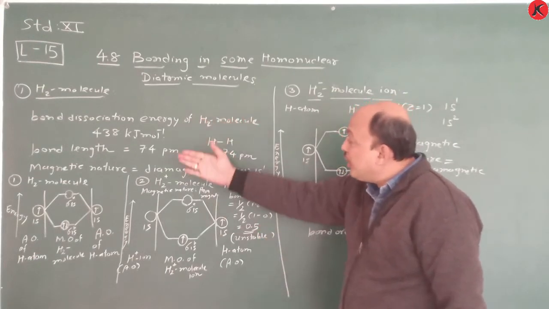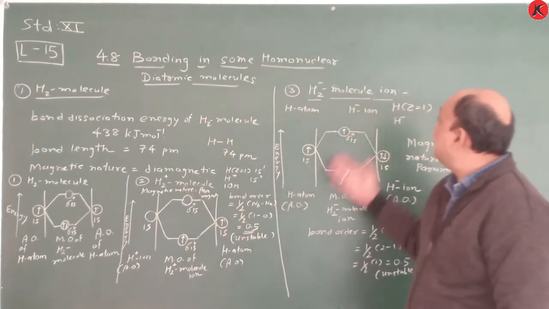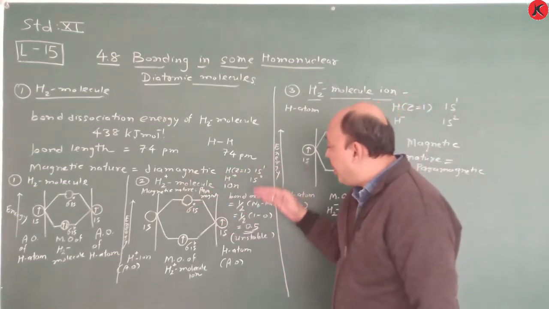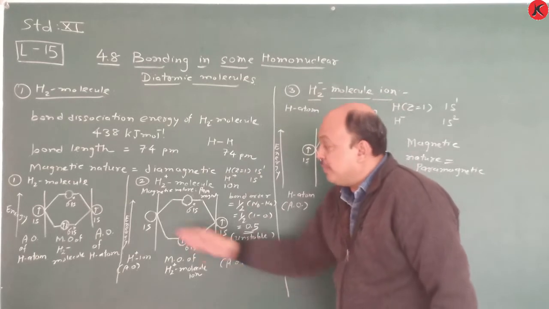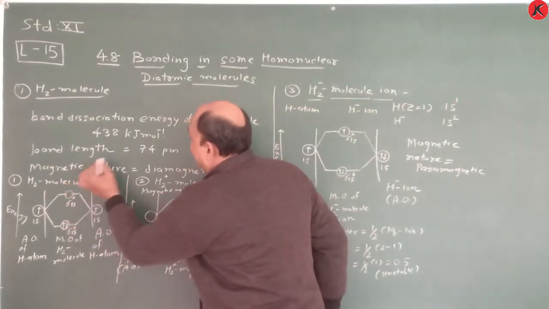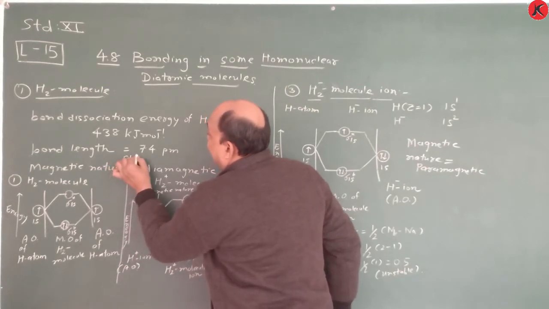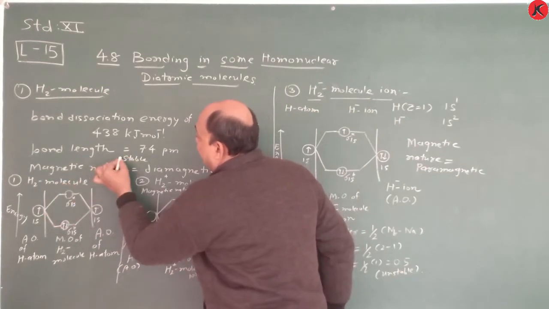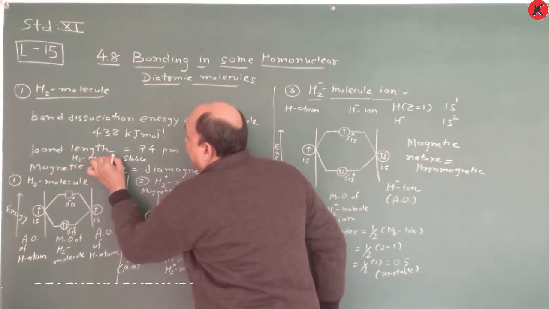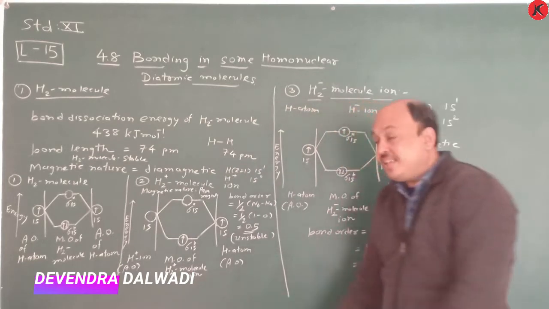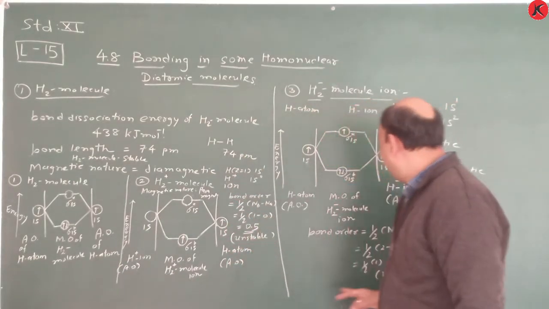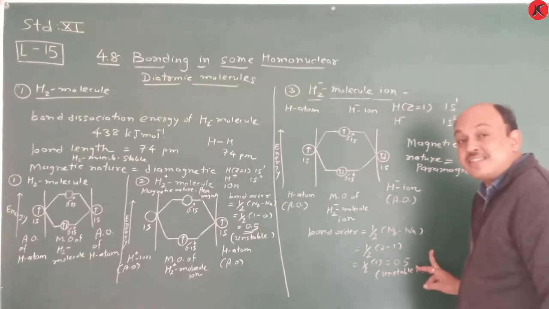So write down this information regarding the H2 molecule, H2 plus molecule ion, and H2 minus molecule ion with respect to their magnetic nature, bond order, and stability. This H2 molecule is more stable. Remember, the H2 molecule is stable. What is the reason? Because bond order is 1. But here you see, bond order is 0.5, so unstable. Once again, bond order is 0.5, it's unstable.